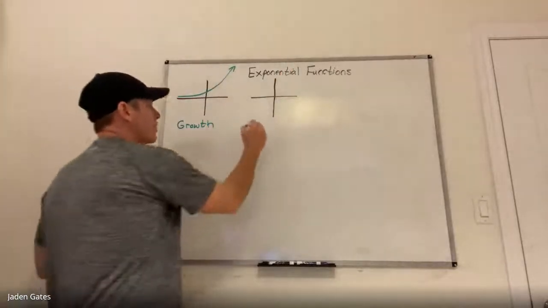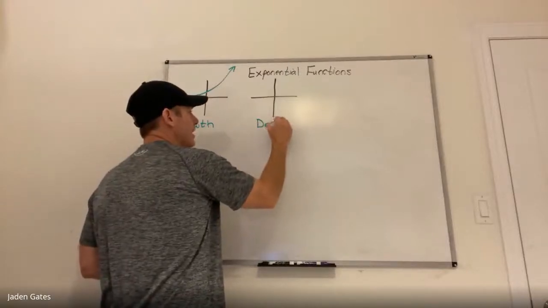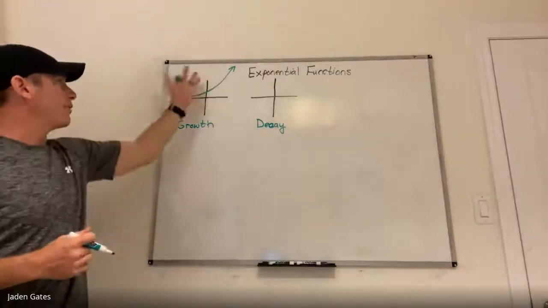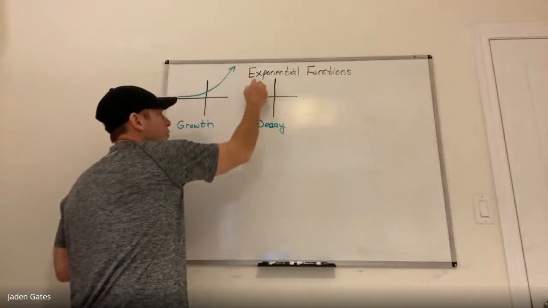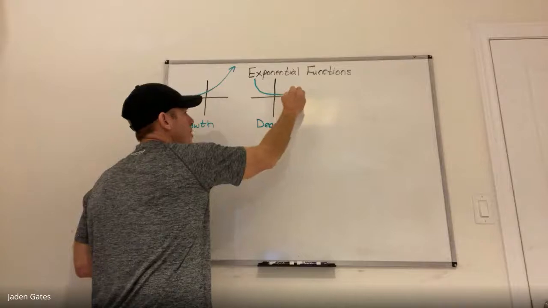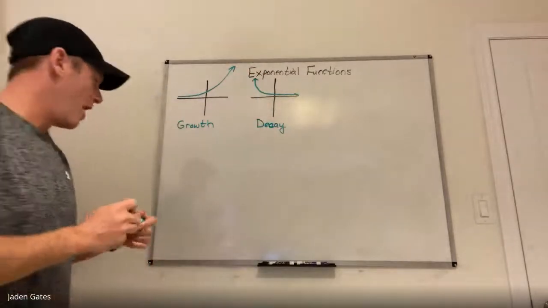And then there's what we call exponential decay. It works the opposite way. It's basically flipping this graph over, where it goes down very rapidly at the beginning, and then it just decreases a small amount as we go on. So there are our two different types of graphs.